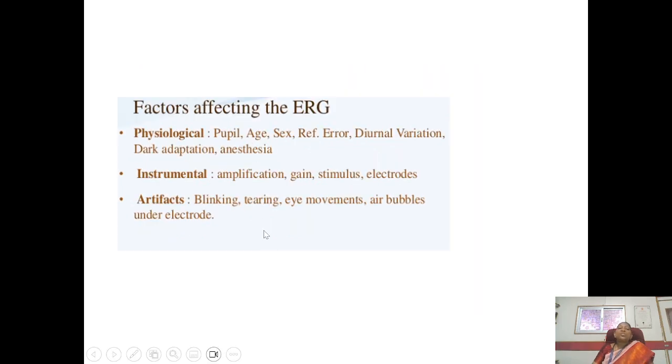And what are the factors which affect the ERG? There are three different factors: physiological, instrumental, and artifacts.